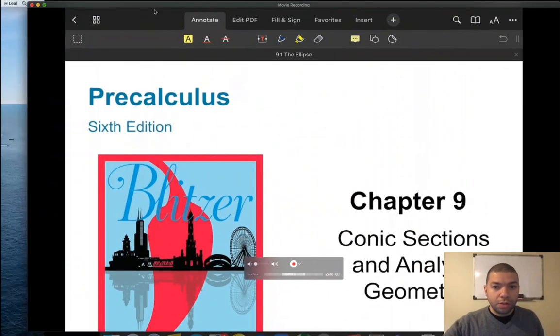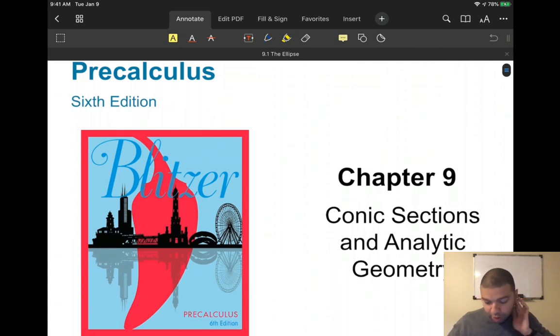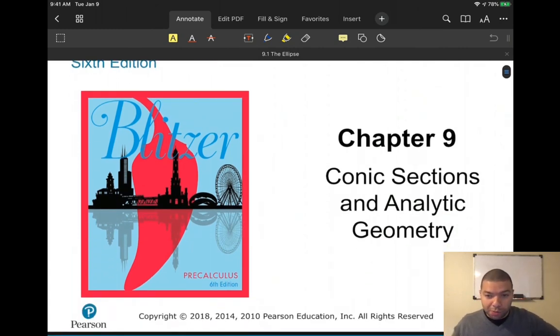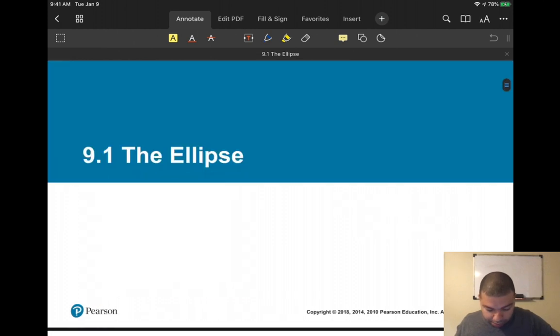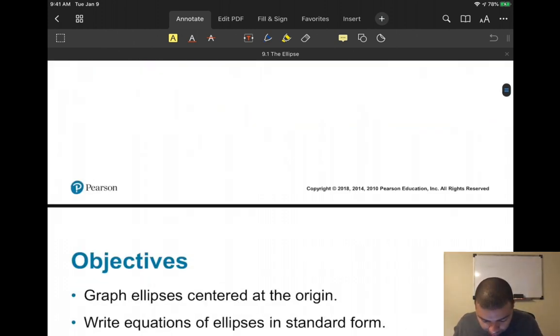Okay, chapter 9 now, starting chapter 9. We're going to talk about conic sections and analytic geometry. Analytic geometry is just this idea of using things in a plane. We've been using this idea for a while now, of plotting things in a plane, right? Now, we're going to talk about the ellipse, which is one of the conic sections.